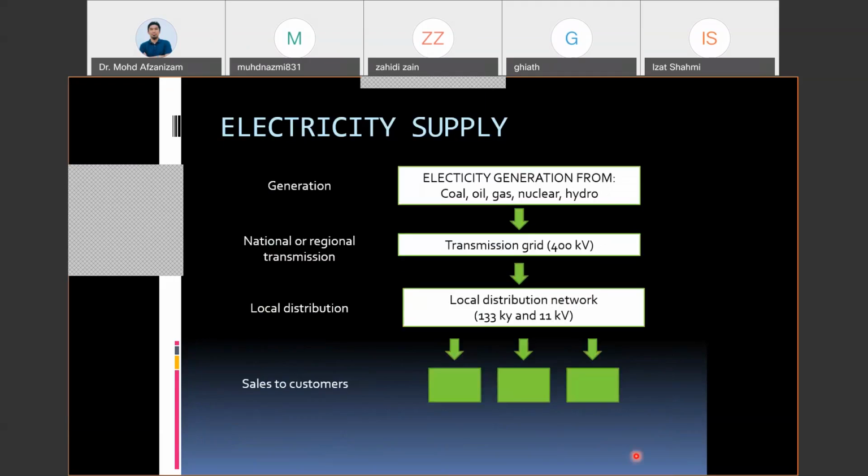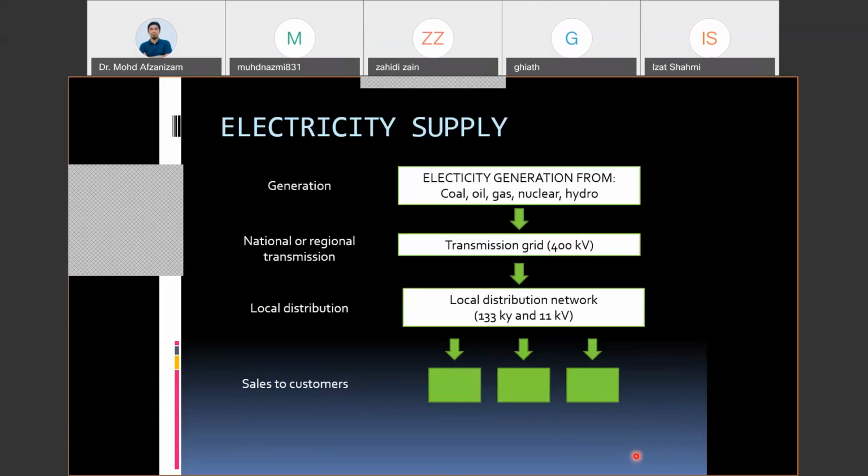So this is the summary of the electricity generation. It can be from coal, oil, gas, nuclear, hydro, etc. And then it goes to the national grid and transmission. And then next, I'll go to the local distribution.